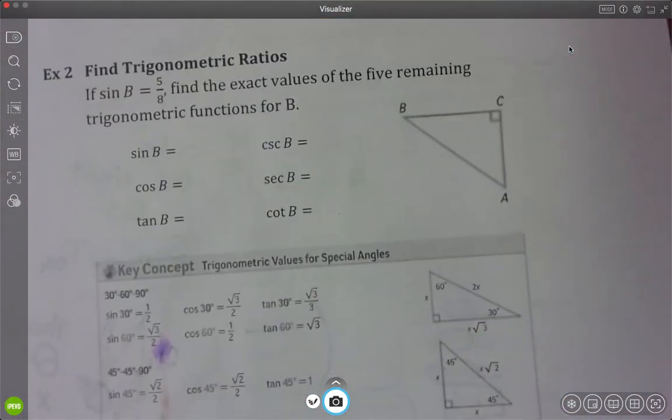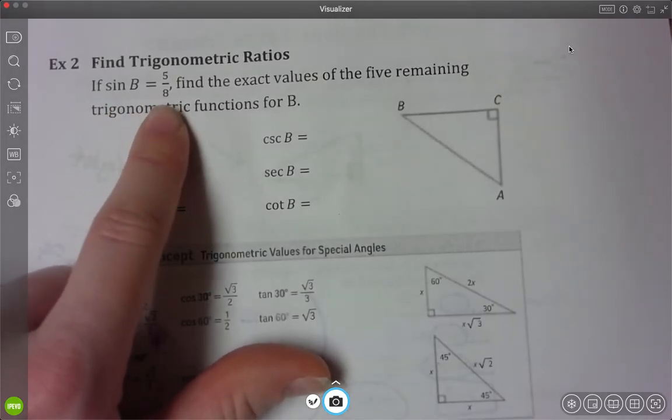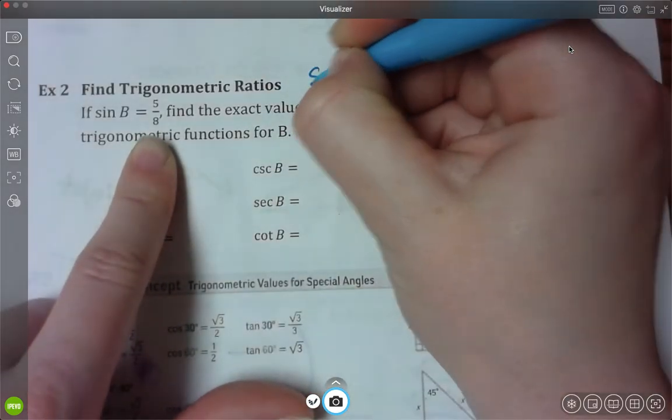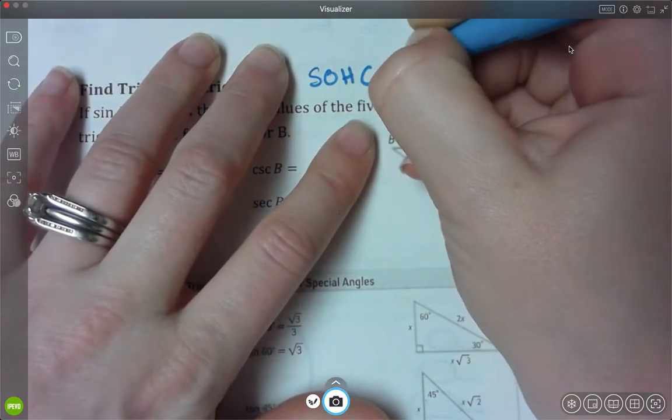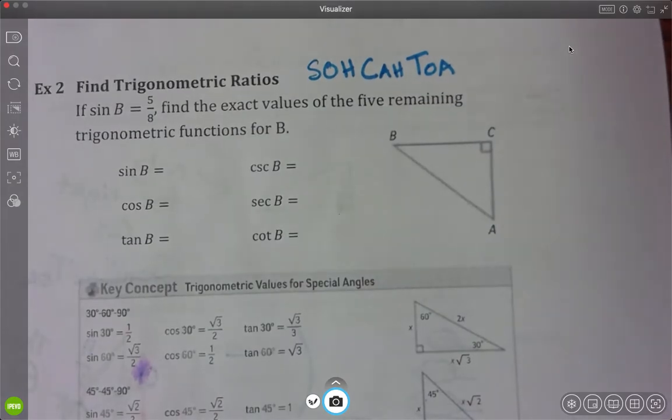And yeah, let's do this one. Okay? So in this case, it says sine of B is 5 over 8. I'm going to write SOHCAHTOA up here. Okay, so S-O-H, C-A-H, T-O-A. That's a good idea to write down anytime you're doing a problem like this. Just write it out until you have it memorized, okay?